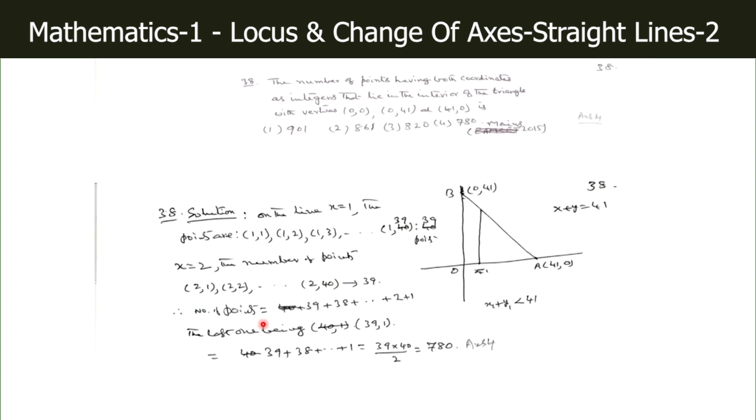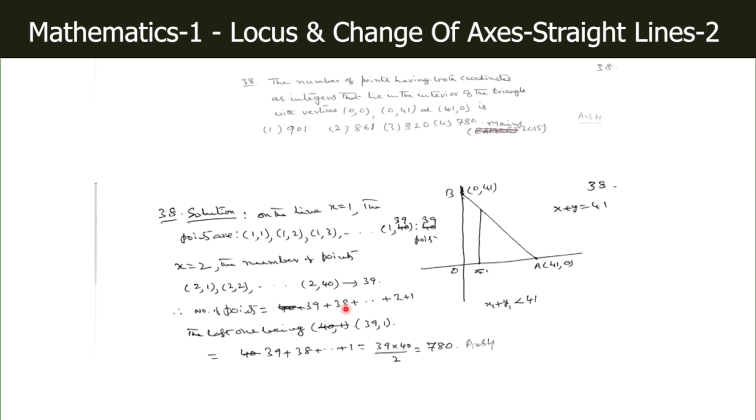So the number of points is 38. Then x is equal to 3: (3, 1), (3, 2), (3, 3), (3, 4), etc., (3, 37). So, like that if you count them, on x is equal to 1 there are 39 points, on x is equal to 2 there are 38 points, on the line x is equal to 3 there are 37 points, etc.